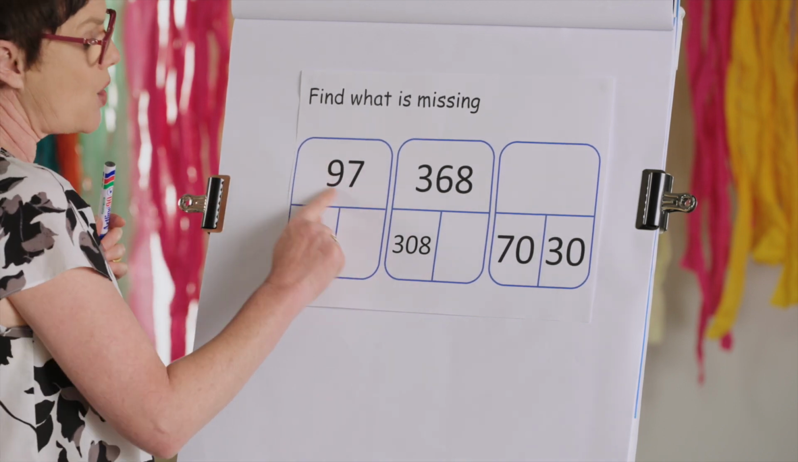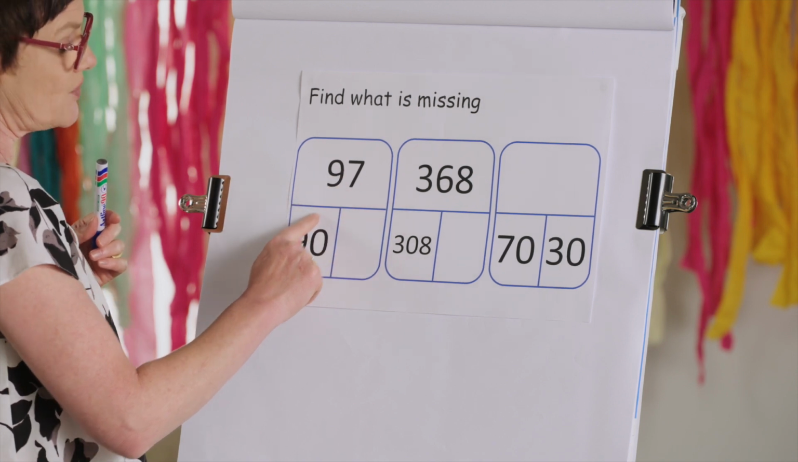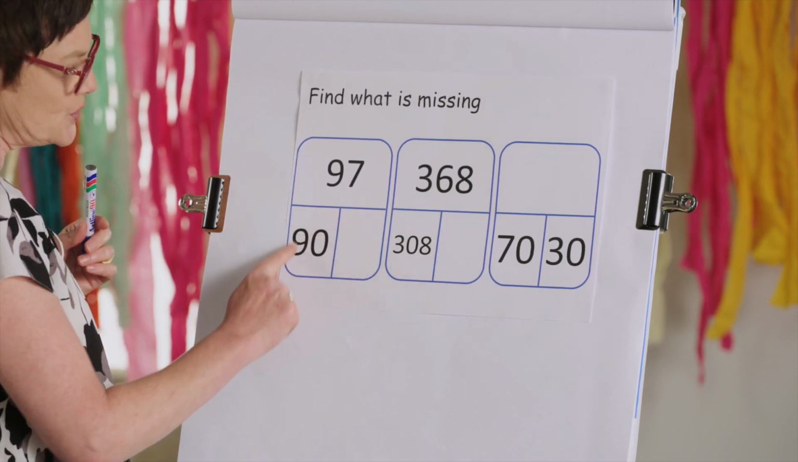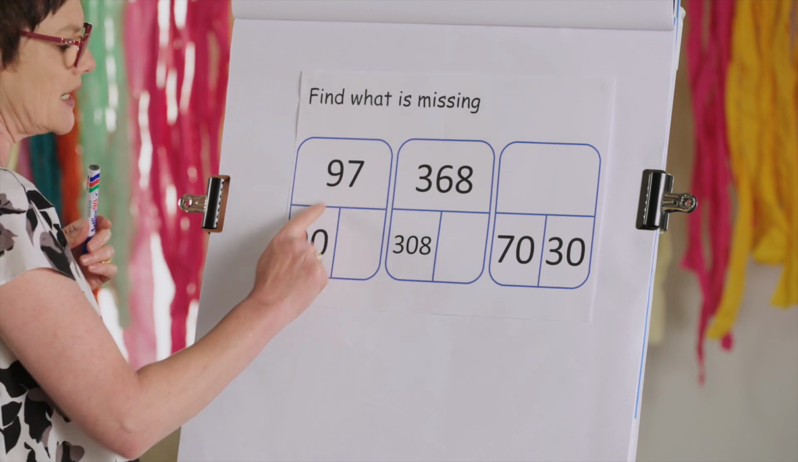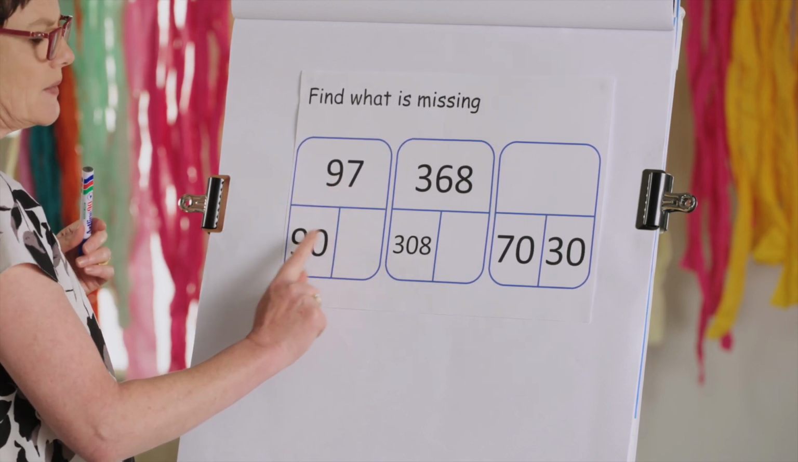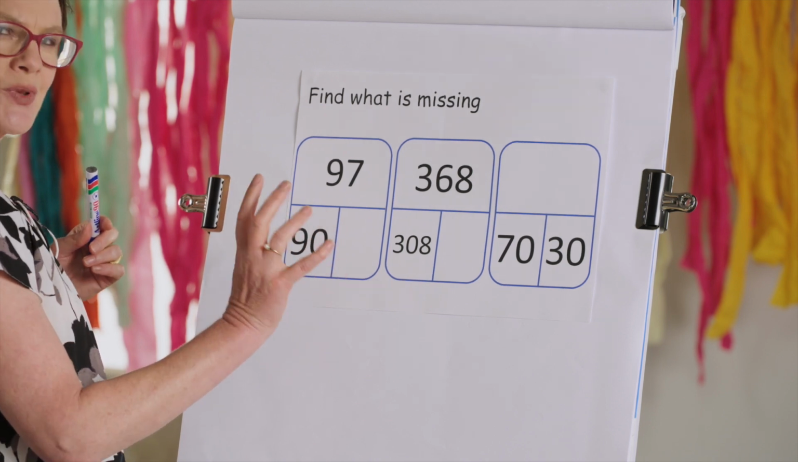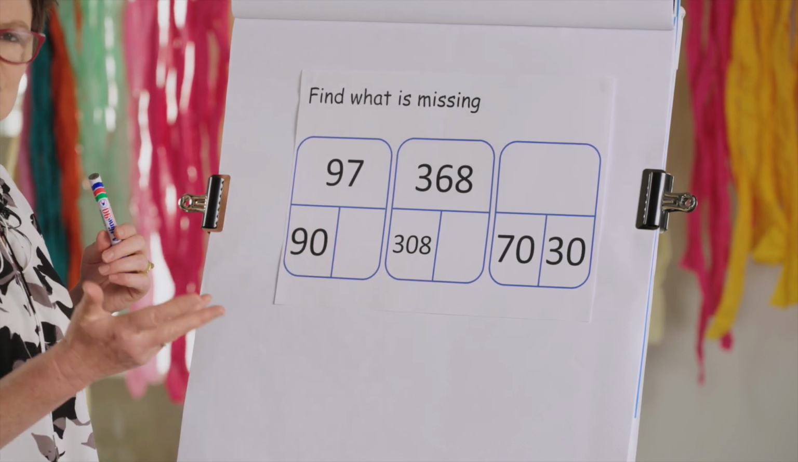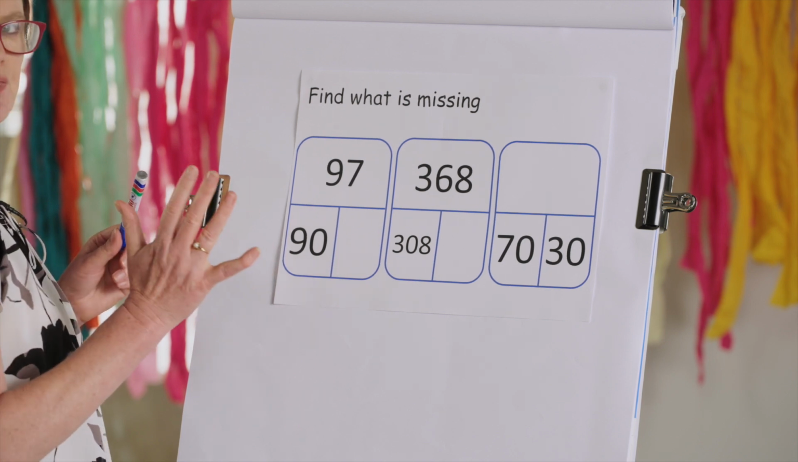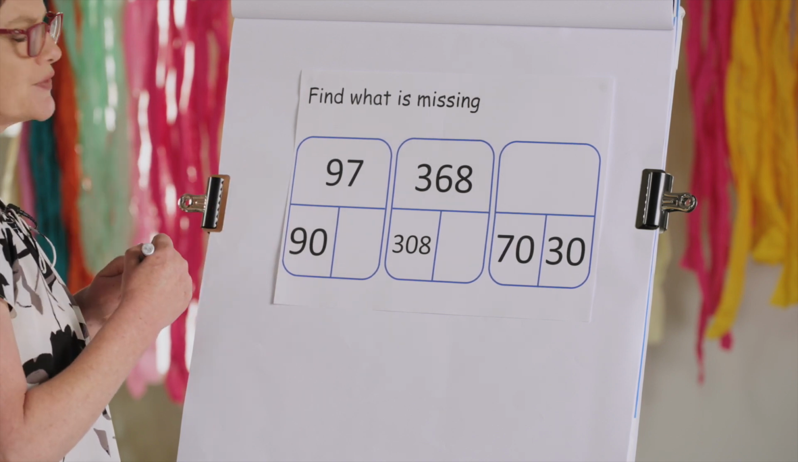If I have a whole that's 97 and I have already found or used my 90, my 9 tens, what's missing? What's the other part? Sometimes we can look at the gap or the difference. We can look at this as an addition or subtraction. It's a beautiful problem to solve.